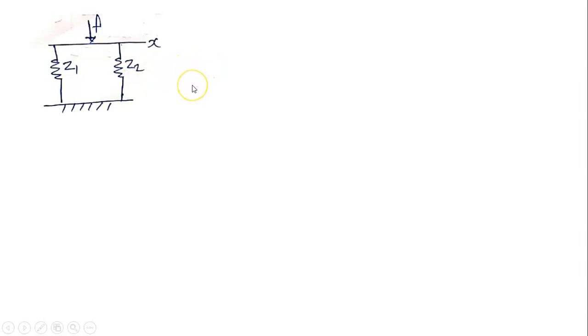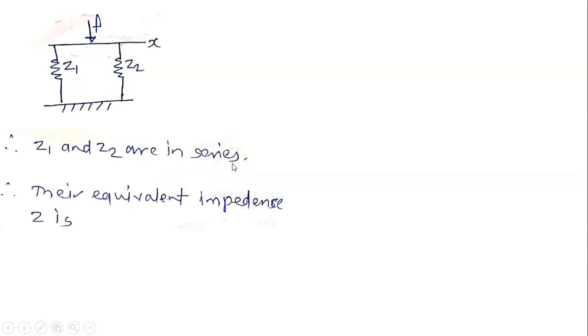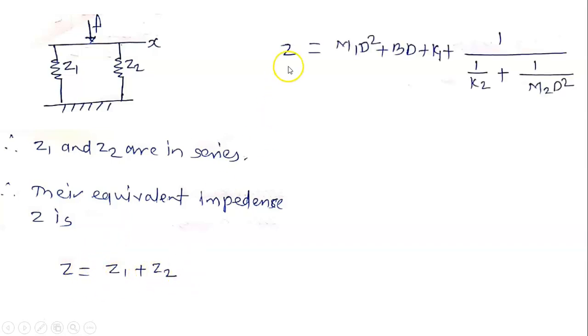Therefore, Z1 and Z2 are in series. Therefore, their equivalent impedance Z is equal to Z1 plus Z2. Therefore, Z is equal to M1D square plus BD plus K1, plus 1 divided by 1 upon K2 plus 1 upon M2D square. We have substituted the values of Z1 and Z2 in this equation.